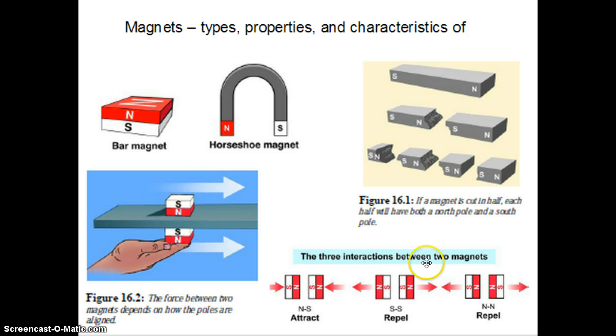We can observe these interactions. The north and south will attract, south-south will repel, and north-north will repel. Here we see a picture of how magnets can exert forces even through materials, such as this board here in the picture.